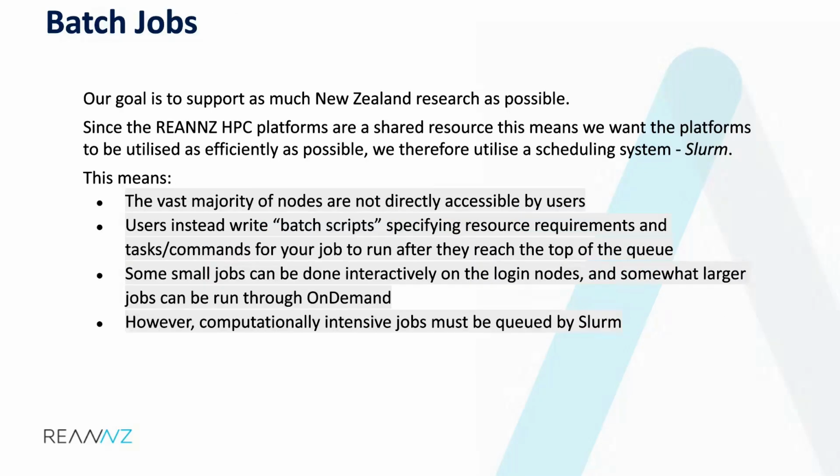Now, on the topic of actually running your work on the HPC, while you can run computationally small or interactive work through the on-demand apps and on the login node, the amount of resources you can access through these methods is very limited, with most of the compute resources only being accessible through batch jobs submitted to our queue scheduler Slurm. This means that if you want to do anything computationally intensive, you will need to know the basics of creating and running jobs with Slurm, which we'll cover in this section.